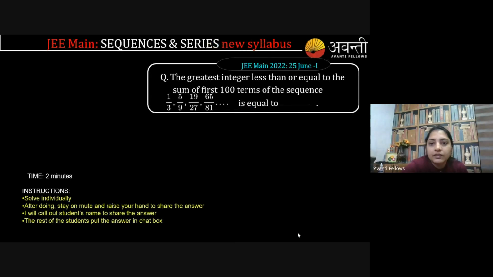Okay. Let's have a look at the next question. The greatest integer less than or equals to the sum of first 100 terms of the sequence. So it must be equals to. Any opinion for this question?